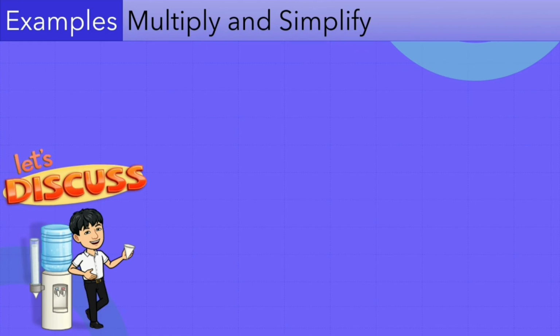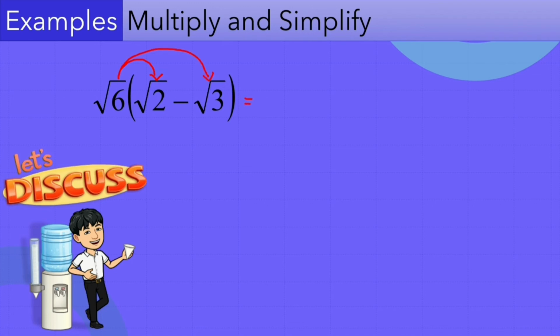And for our last example for today, let's say we're going to get the product of square root of 6 times the quantity of square root of 2 minus square root of 3. In order for us to get the product here, we're going to apply the distributive property. Meaning to say, we're going to multiply square root of 6 to each term. So that's square root of 6 times square root of 2. Then we're going to multiply it also here.